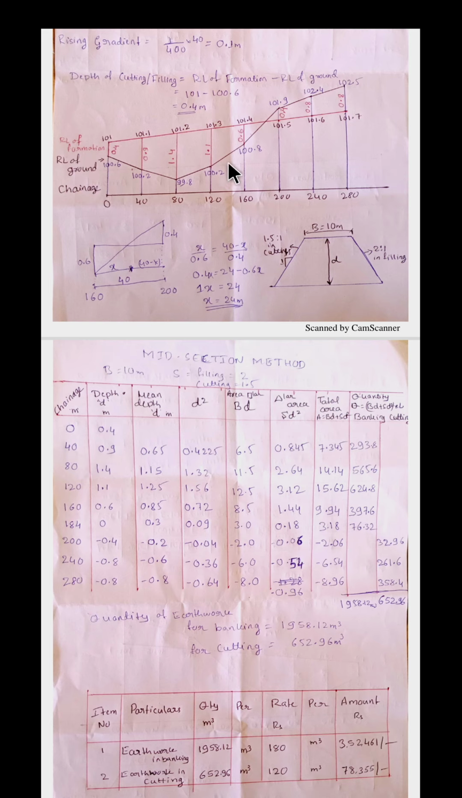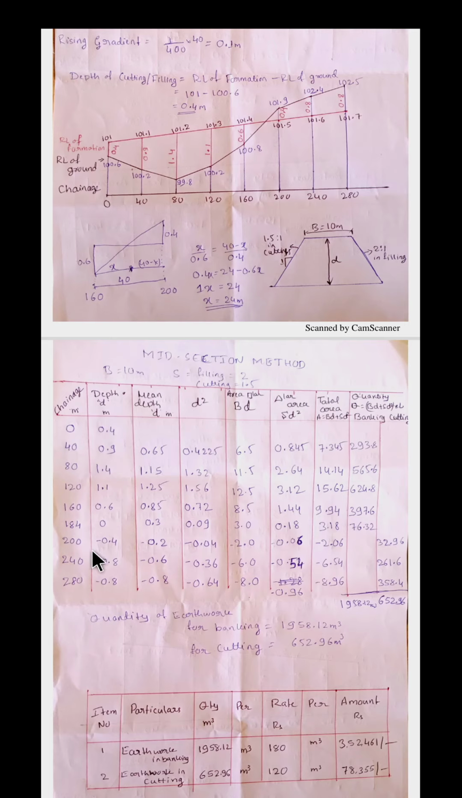Okay, so this is at a distance of 24 meters. So 160 plus 24 it is 184. So 184 also I have taken here. Then 200, 240, 280. At 0 meter it is 0.4, at 40 it is 0.9, 80 it is 1.4, 120 it is 1.1. Likewise at 160 it is 0.6. At 184 meter it is 0.